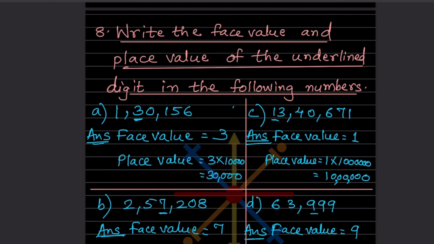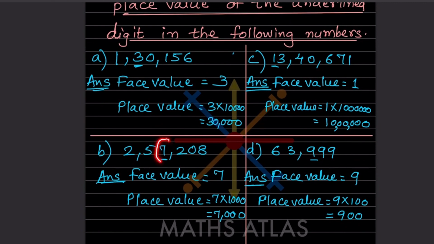Hope this is clear. So we'll go for the next example. Now this is 7. So let us go for the face value. Face value means the number remains the same. That is going to be 7 itself. For the place value, again we'll see ones, tens, hundreds, thousands. So 7 is on the thousands place. So what are you going to do? 7 into 1000. That is going to be 7,000.